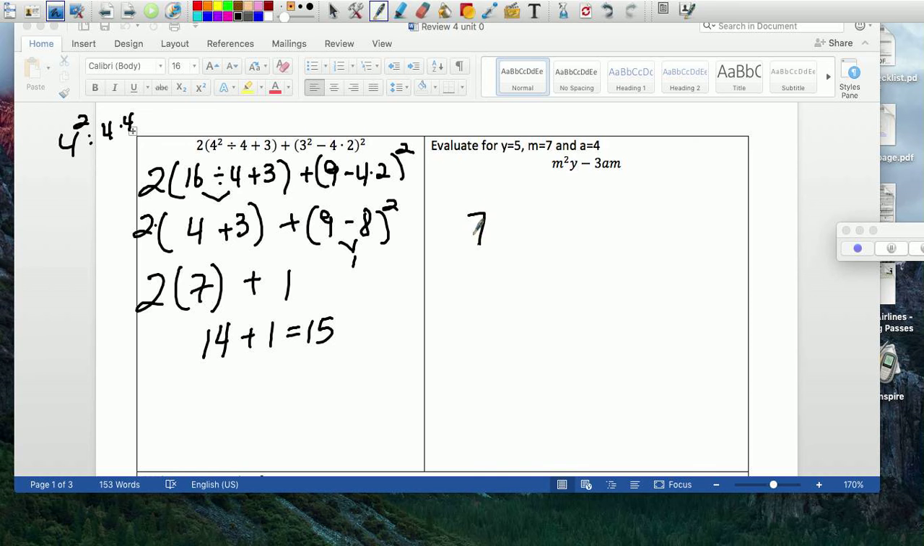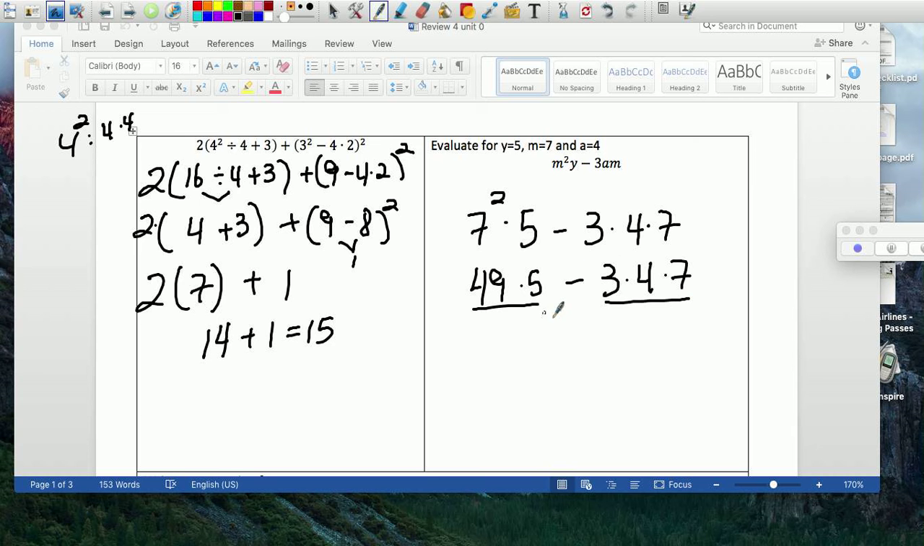m squared is 7 to the second power, times y, which is 5, minus 3 times a, which is 4, times m, which is 7. Order of operations, and I saw a few of you subtracting first. You should not. You should take care of the exponents and then multiplication. So 7 times 7 is 49 times 5, and then we're going to subtract the product of 3 times 4 times 7. So I'm going to take care of these two, and then these two, and then we're going to subtract.